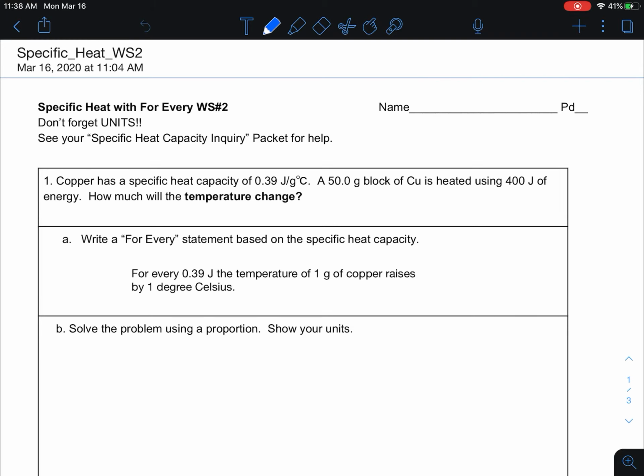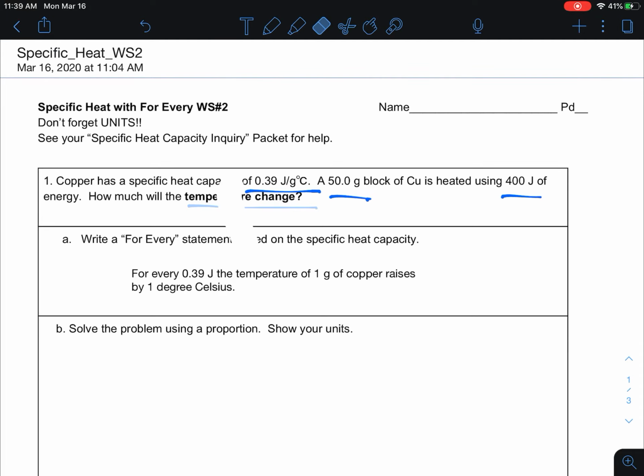So today, again, like we said, we're going to do specific heat. And for question number 1, we're dealing with copper. So copper has a specific heat capacity of 0.39 joules for every 1 gram and 1 degree Celsius. That information is right there. All right, so the problem is going to give us a 50-gram block of copper is heated using 400 joules of energy. How much will the temperature change?